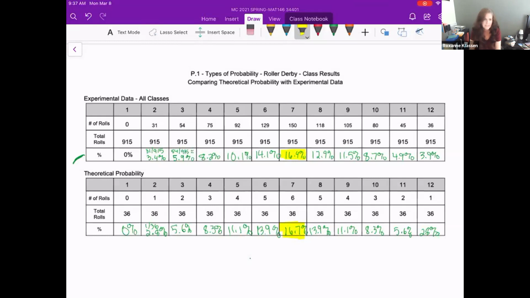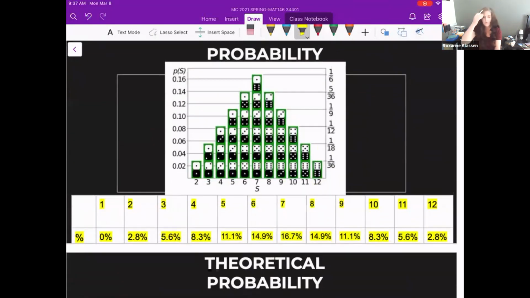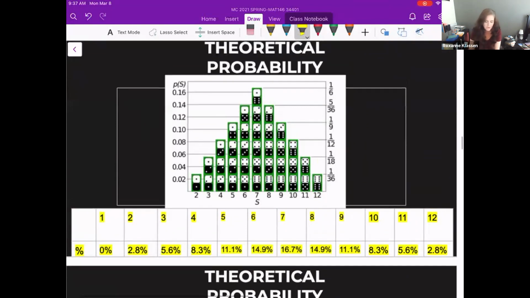Surprisingly close. Yeah. And what you might be noticing is in our theoretical probability, I love this picture with these dice. Does anyone notice that this kind of looks like that bell-shaped curve we talked about in statistics, where it's real high in the middle? So most of our data is clustered between 6 and 8 right there. And then it tapers off to the ends. So 2 and 12s were pretty rare.